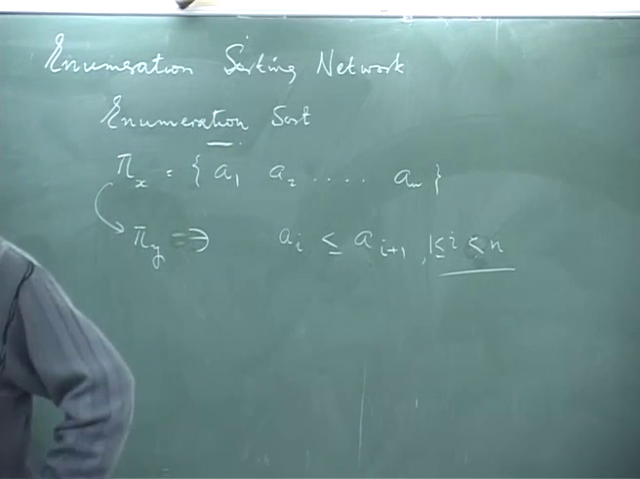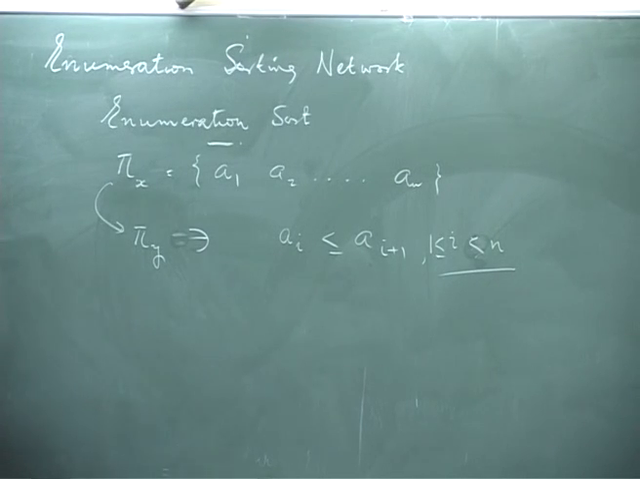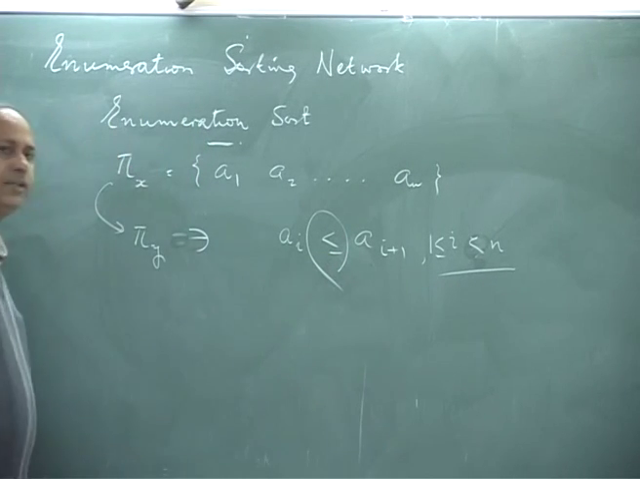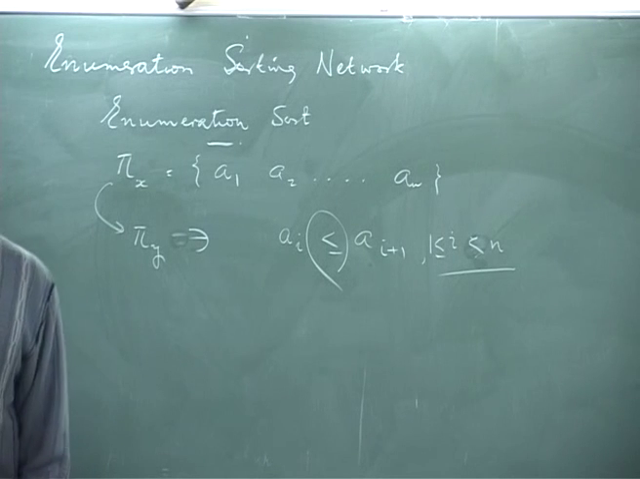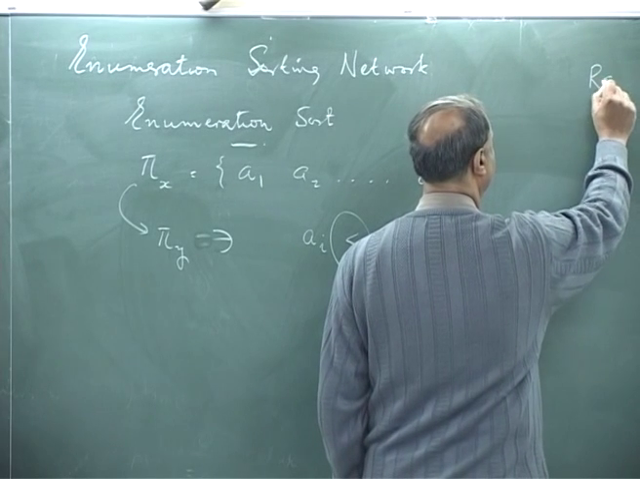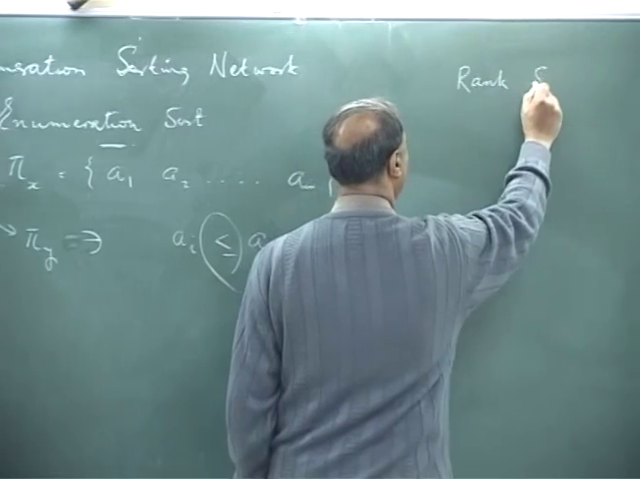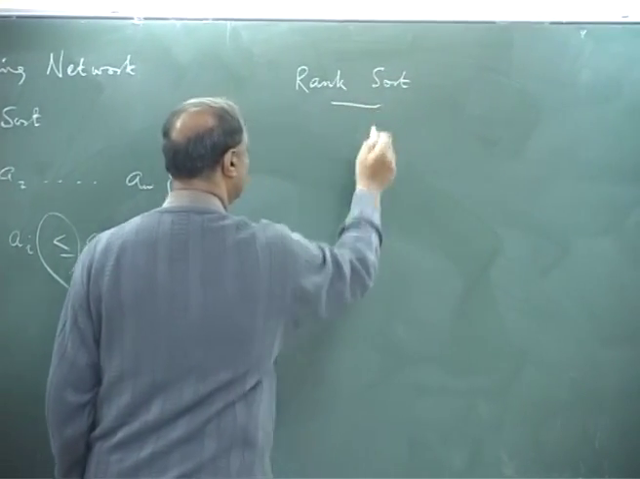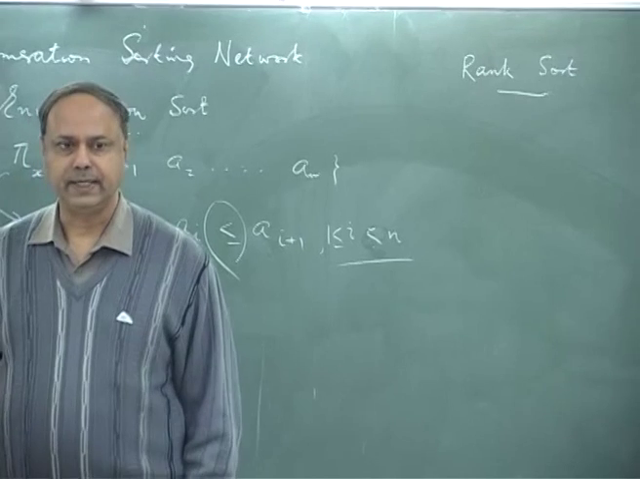Now, this symbol need not be less than or equal. It is some partial ordering operator. It may be greater than, greater than or equal, or some other relation. Now, the enumeration sort, which is sometimes known as rank sort, is a very old sorting technique.